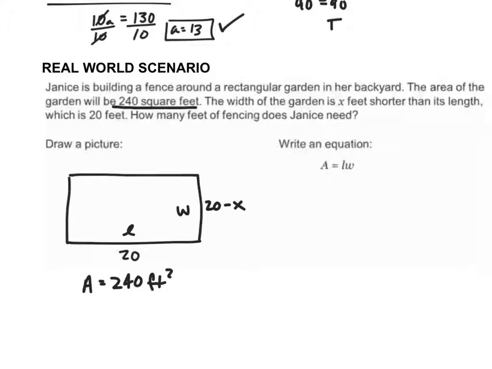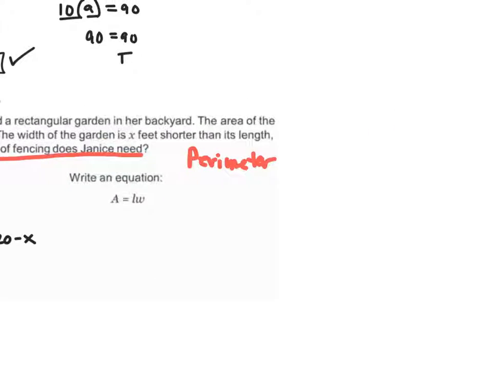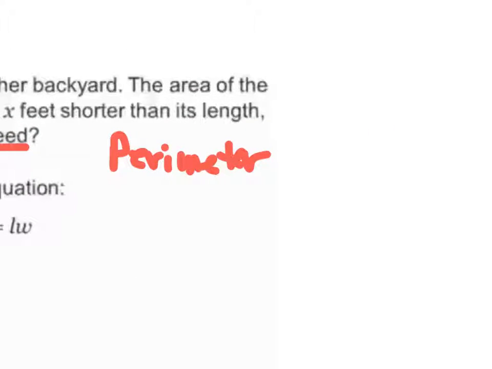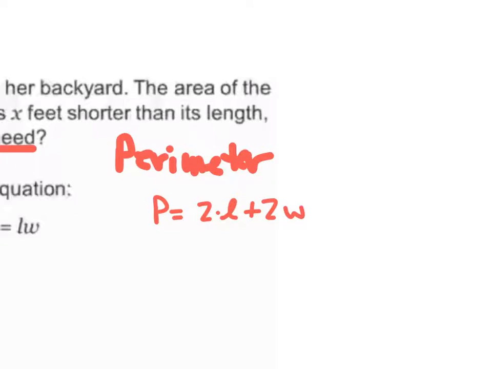Now, what I want to know, it says, how many feet of fencing does Janice need? The question that we're trying to answer, how many feet of fencing does Janice need? That is a perimeter question. We're trying to find the distance around this value. So the perimeter, and I'm going to write this, P is equal to 2 times my length plus 2 times my width. That's my formula for perimeter.